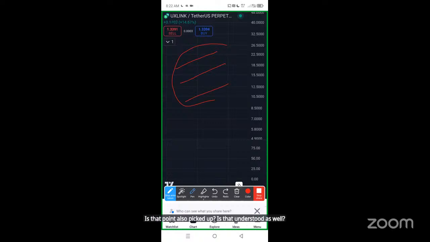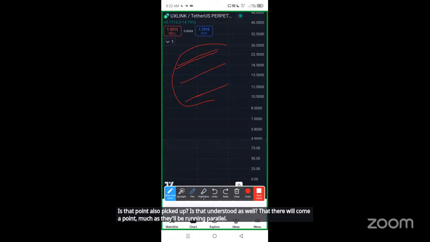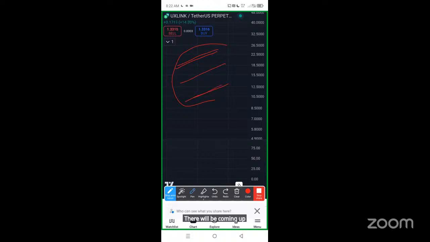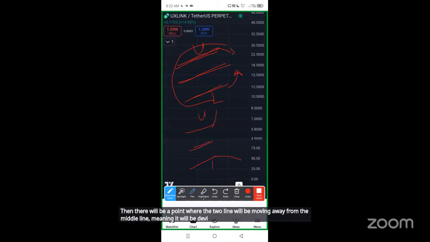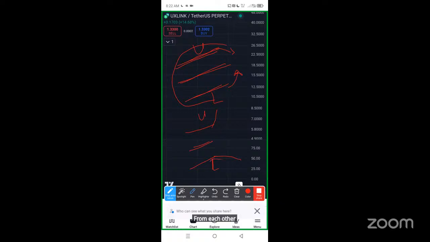That there will come a point, much as they will be running parallel, where the upper band and the lower band will lean towards the middle line, what we'll call converging. Then there will be a point where the two lines will be moving away from the middle line, meaning they will be deviating from each other, almost leaving the middle line deciding on what to do next.